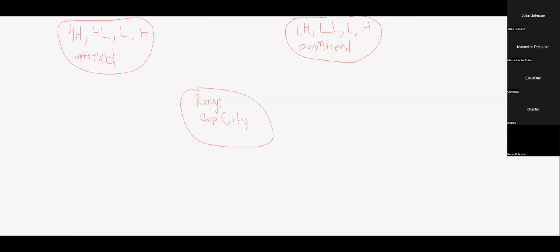So now let's start identifying them. Over here, when we have an uptrend, we have higher highs and higher lows, and then we have higher highs, higher lows. That is an uptrend. In the downtrend, we have lower highs, lower lows. And then in a ranging market, we have Chop City. All right, so does this make sense so far?